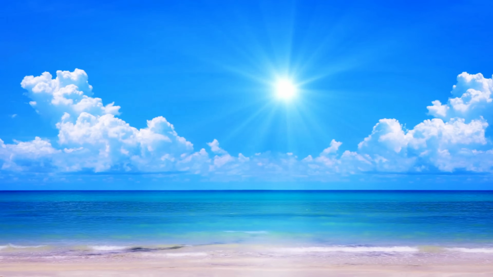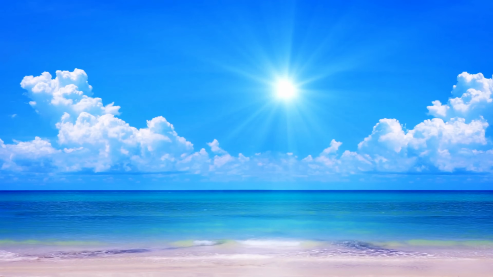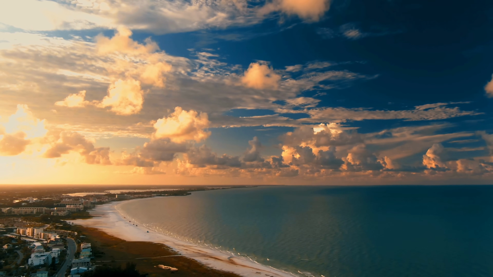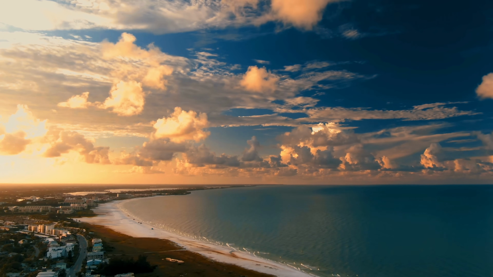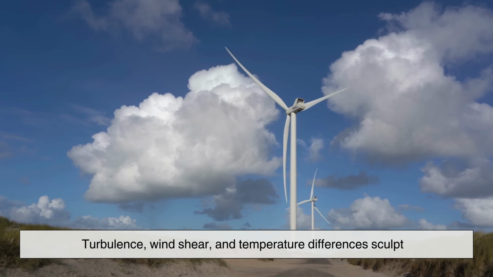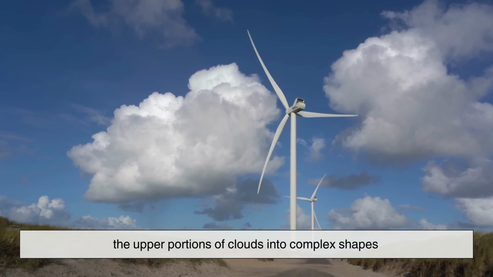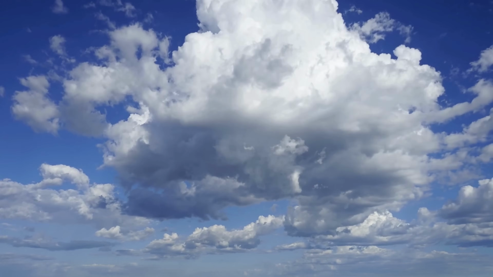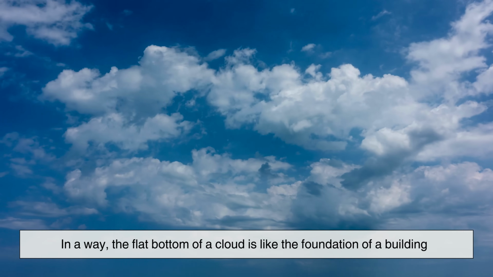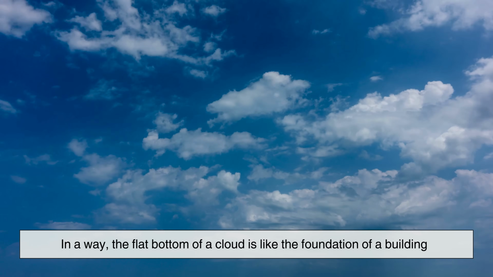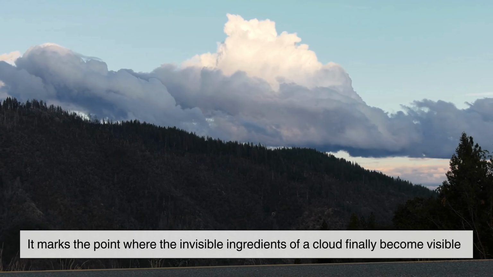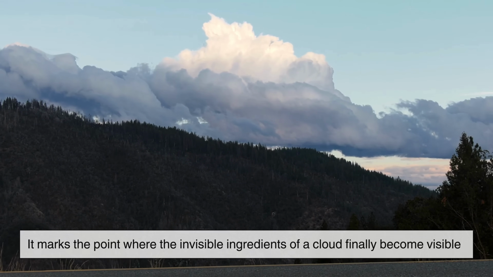The tops of clouds, by contrast, often look rounded, lumpy, or towering. That's because above the condensation level, the rising air continues moving upward and mixing with surrounding air currents. Turbulence, wind shear, and temperature differences sculpt the upper portions of clouds into complex shapes. Without a single boundary stopping them, their tops grow more chaotic and uneven. In a way, the flat bottom of a cloud is like the foundation of a building. It marks the point where the invisible ingredients of a cloud finally become visible.